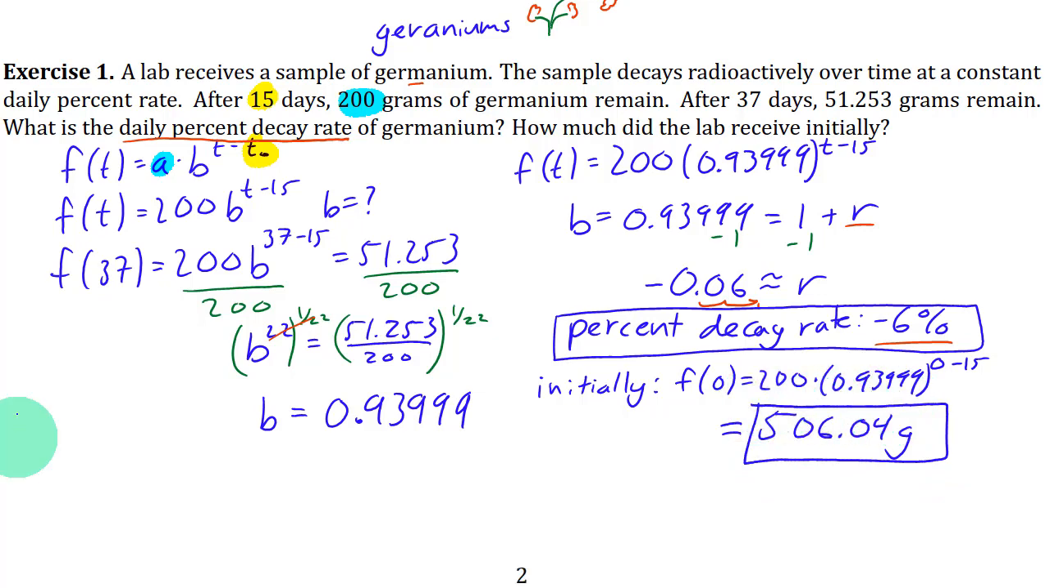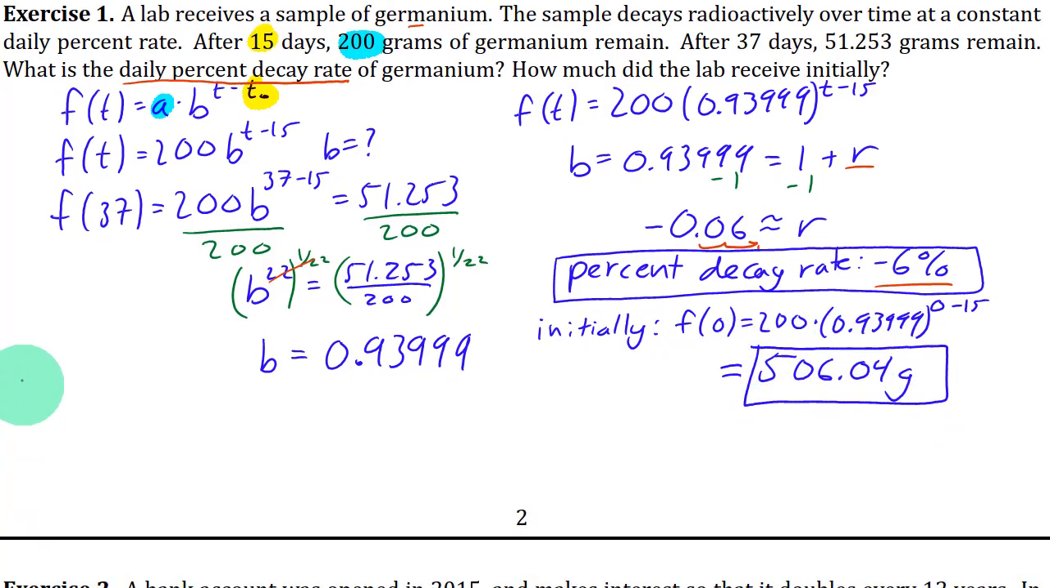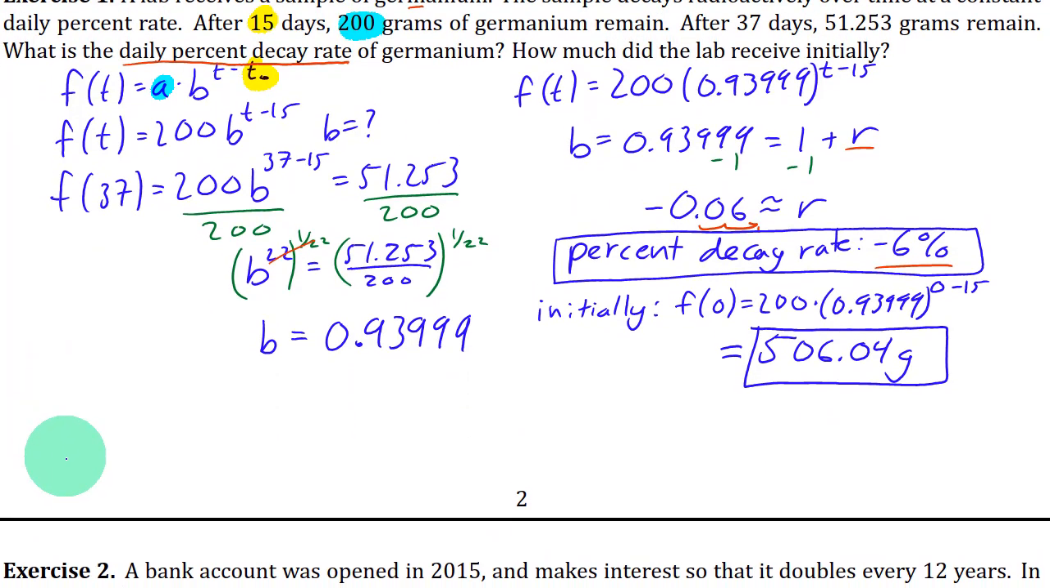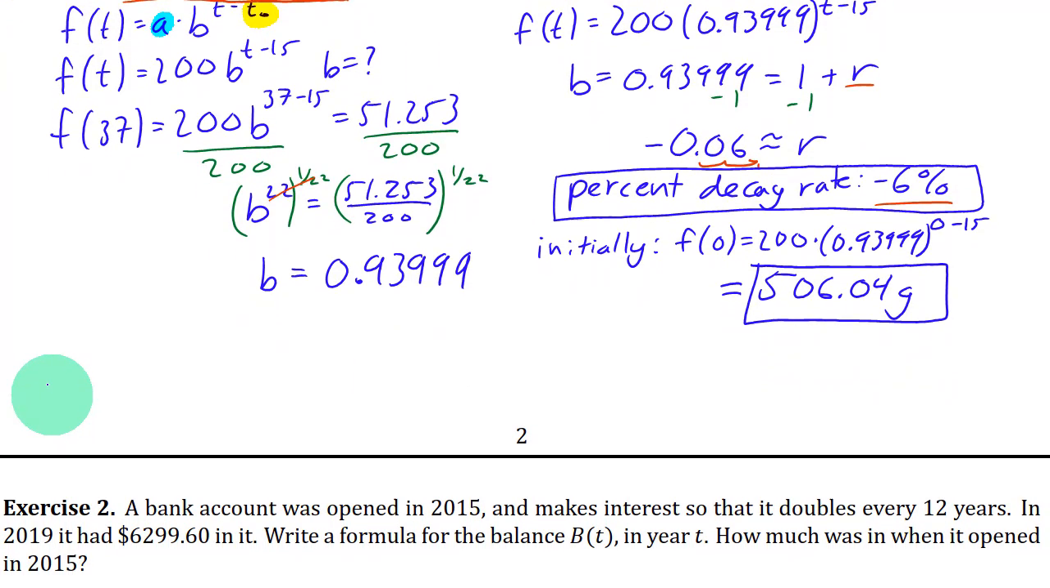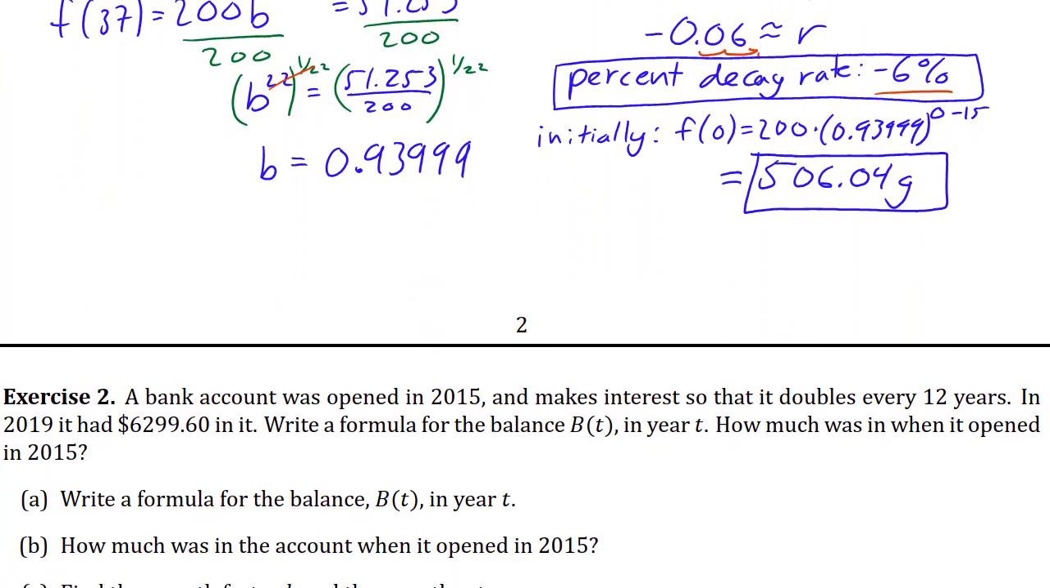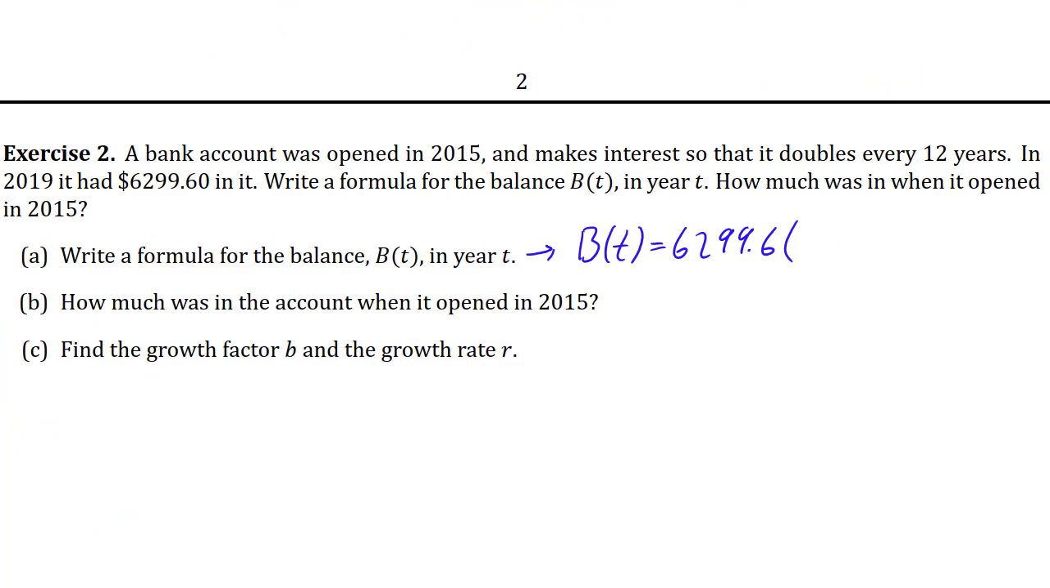Okay, so that is a tricky one. Give yourself a pat on the back if you did that one correctly. There's a lot of little places to make mistakes there, so it's all right if you made some mistakes. That's how we're learning. So for exercise 2, here's what we have.